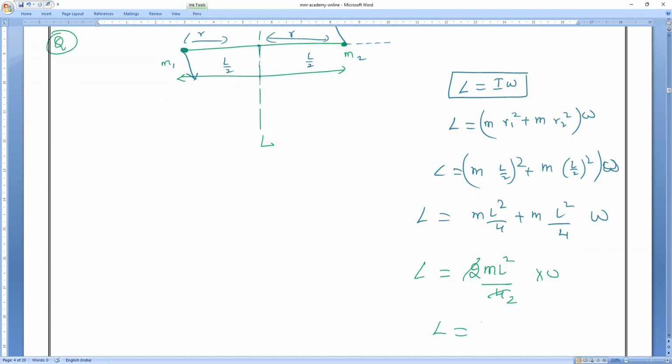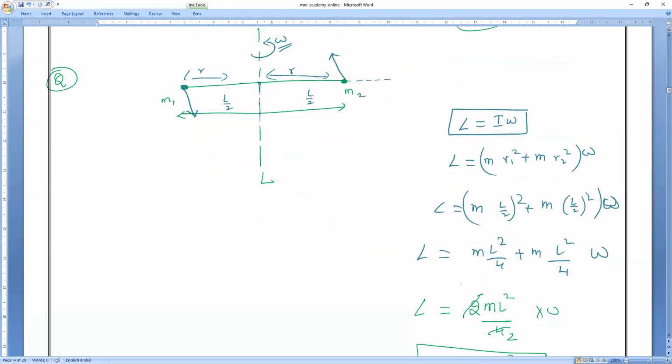So what is the angular momentum, everybody? ML square omega by 2. That is the angular momentum of the system, a purely rotating body. So, okay, everybody, understand all of you? Clear?